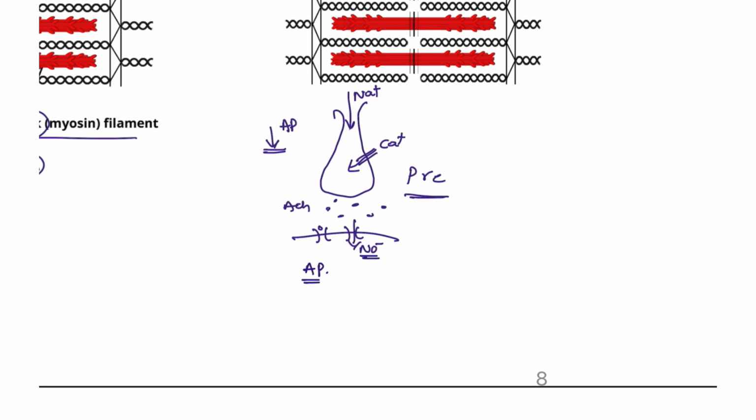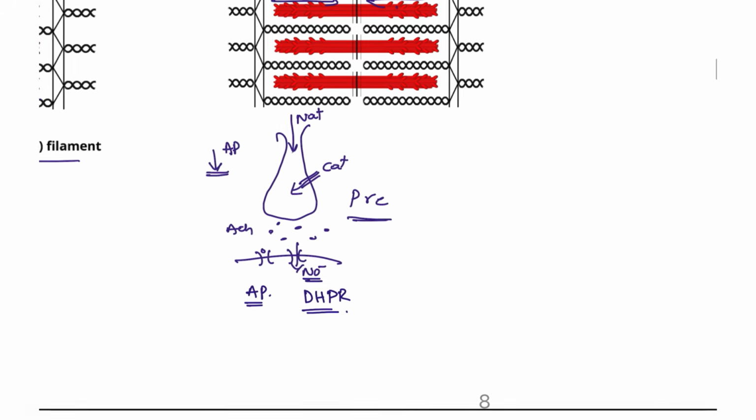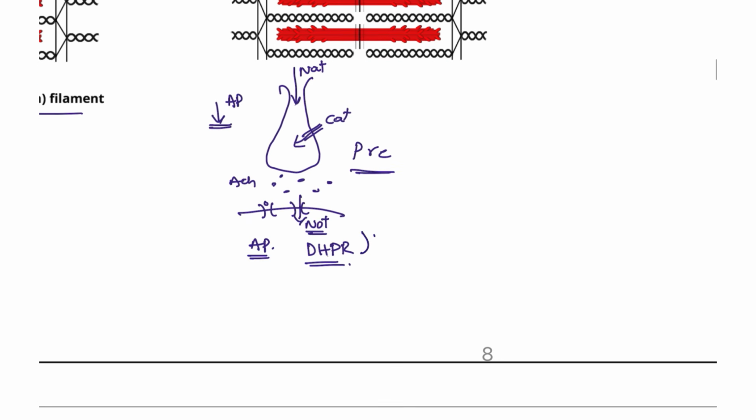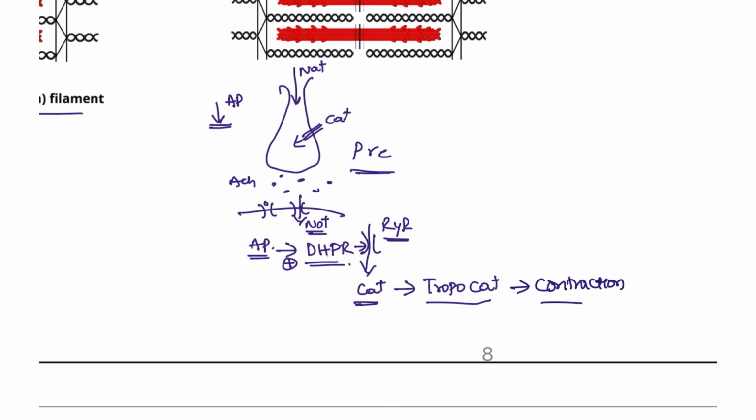And here we have the important one, the dihydropyridine receptors. This is the muscle dihydropyridine receptor, which is attached to the ryanodine receptor. Once the stimulus touches the dihydropyridine receptor, this will touch the ryanodine receptor and that will release the calcium. When the calcium meets the troponin, it is going to generate the contraction of the muscle.